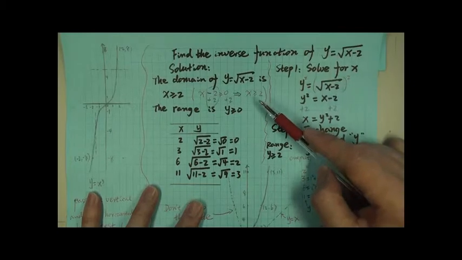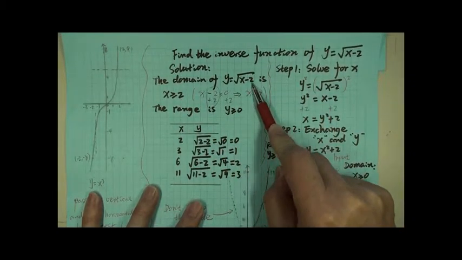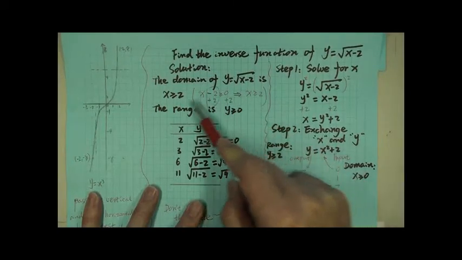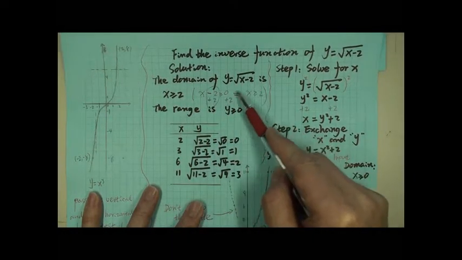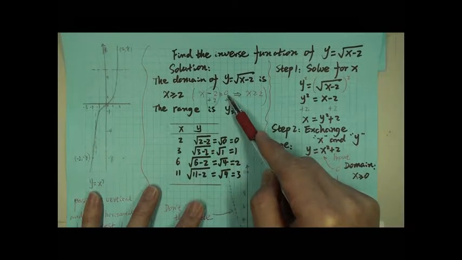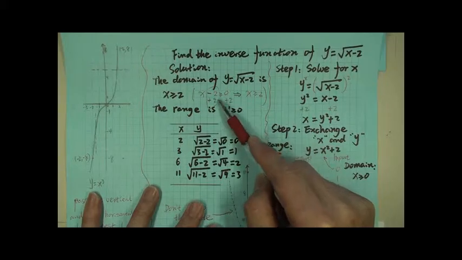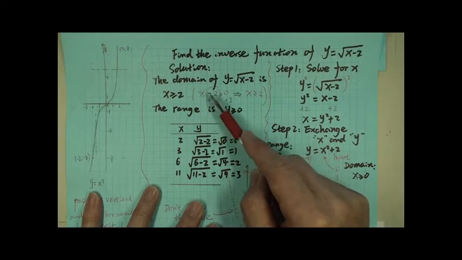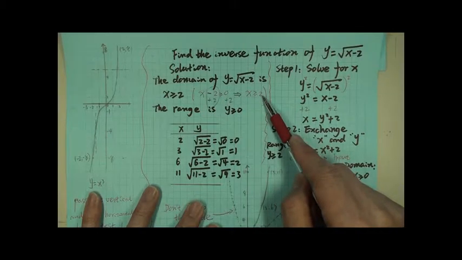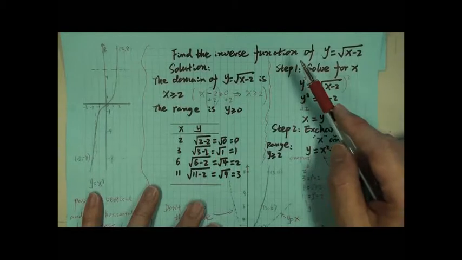Before we do the inverse, let's find out the domain. The domain for this one is x greater than or equal to 2. It's because x minus 2 cannot be negative. If x minus 2 is non-negative and we add 2, the negative and positive 2 cancel, so x is greater than or equal to 2. Okay, so the domain is 2.